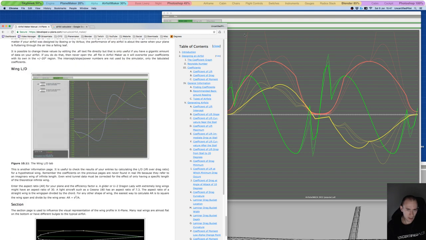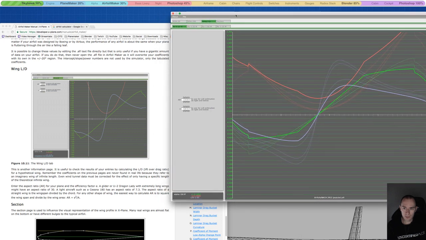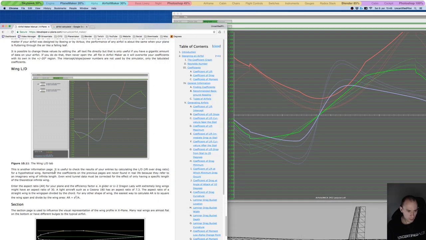There's another, what's that for? The LD stuff. This is another information page. It's useful to check the results of your entries by calculating the LD, lift over drag ratio. The lift over drag ratio, that's what LD stands for, okay? For a hypothetical wing. So that's not actually our wing, but it's imagined.